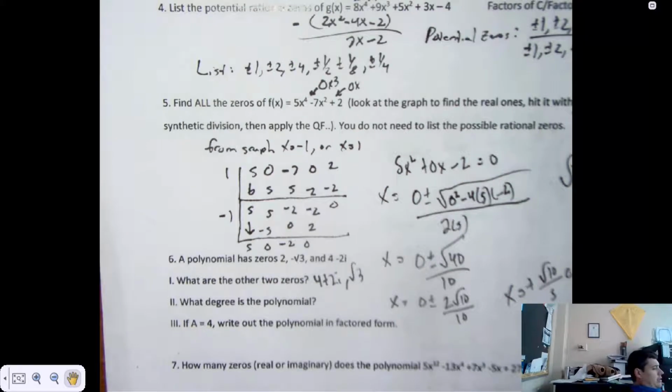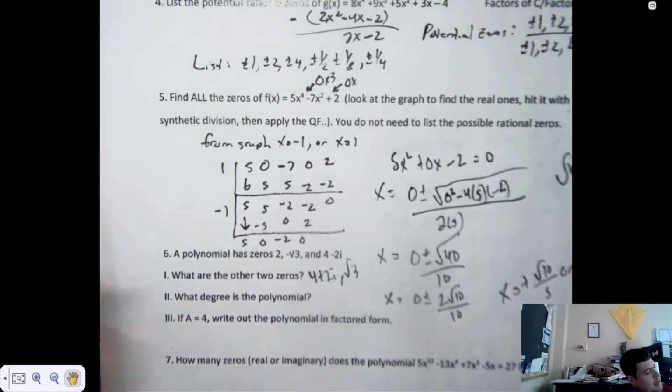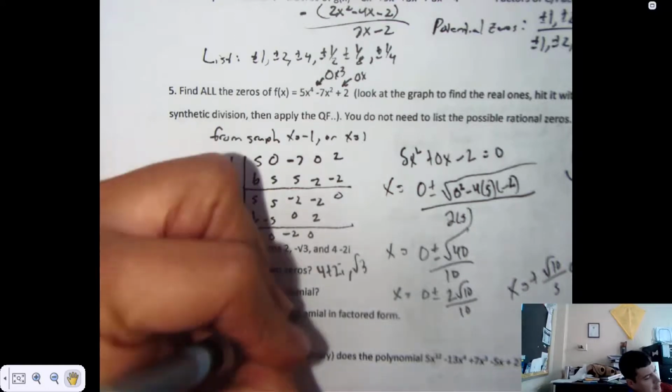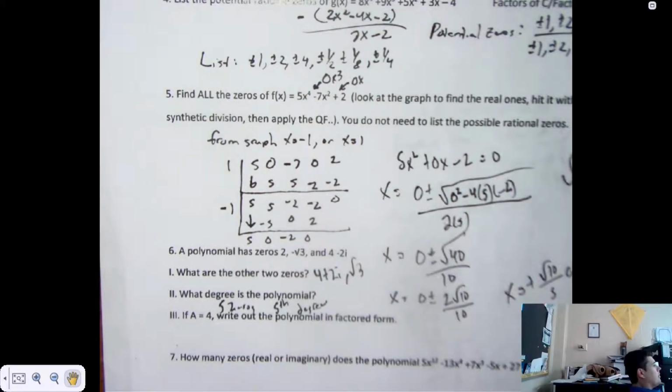I don't think I really asked you this yesterday, but it says what degree is the polynomial? How many zeros you got? 5. 1, 2, 3, 4, 5. 5 zeros. 5th degree. So it works.